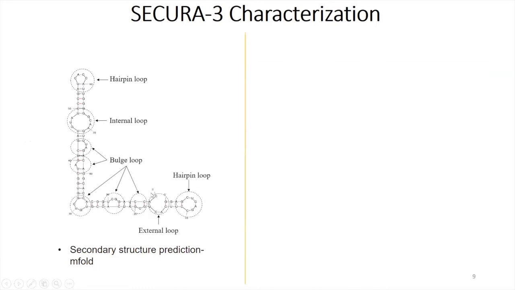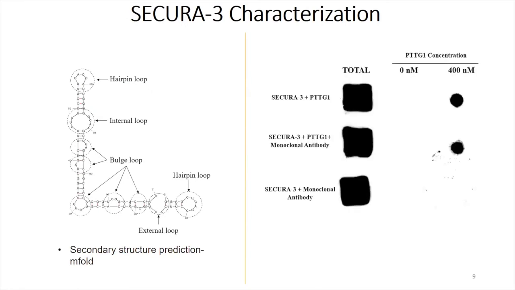Besides determining the secondary structure of the aptamer, we also decided to see whether this aptamer has distinct or overlapping binding sites on the surface of PTTG1 when we compare its binding with that of the monoclonal antibody. We decided to assess this by carrying out a simple nitrocellulose filter binding assay.